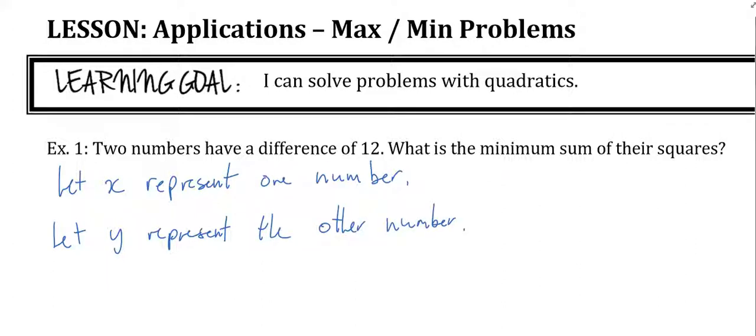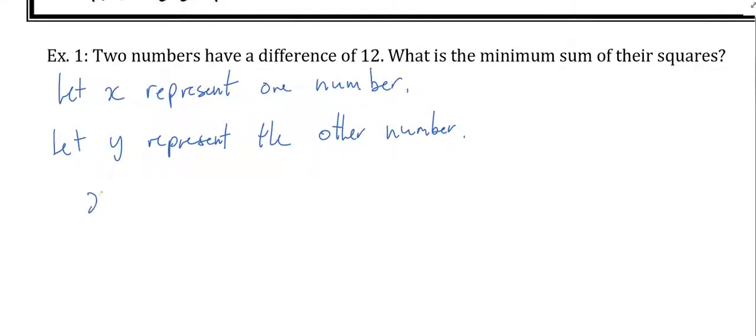And so if the two numbers have a difference of 12, what's the relationship between x and y? This is what you have to be able to think through. x minus y equals 12. The difference is 12. And then what you want to do is take one of them over. So I'm going to take the y over. In this case, that's going to be the easiest. x equals 12 plus y, or y plus 12.